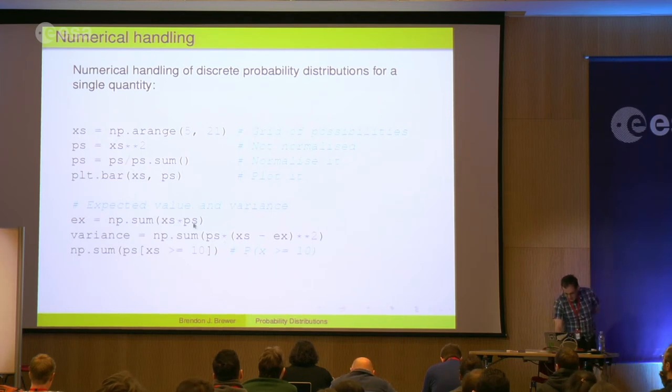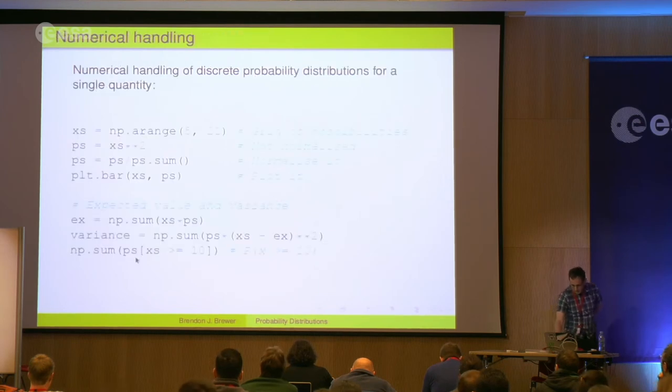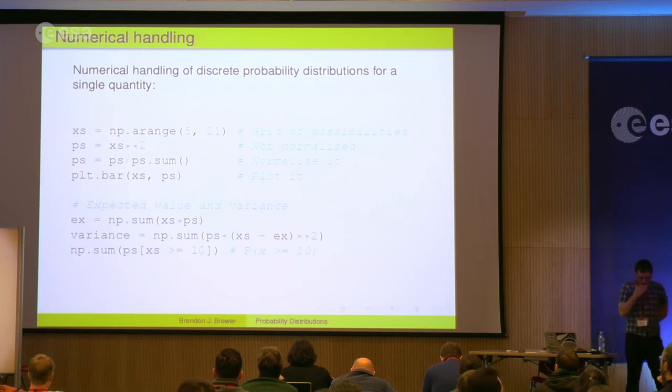So in this case, if I wanted the probability that X is greater than or equal to 10, I just find the subset of the P's where X is greater than or equal to 10 and sum over that. So pretty straightforward. I'll get to continuous ones in a couple of minutes.